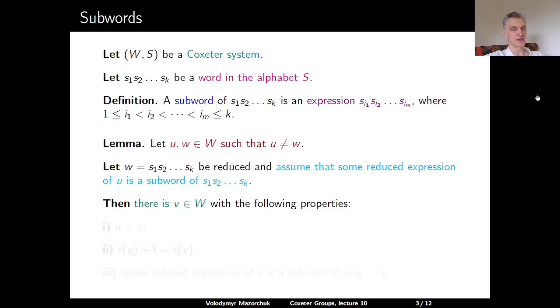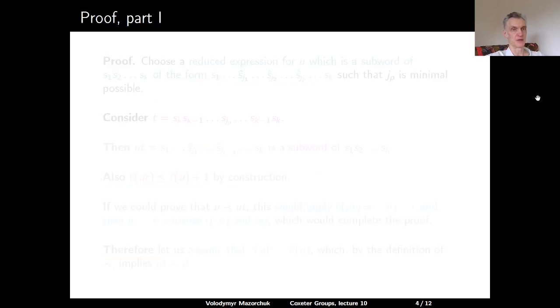Then there exists an element v in W with the following properties. First, v is Bruhat greater than u. Second, the length of v is the length of u plus 1. And third, some reduced expression of v is a subword of the reduced expression of w, which we have chosen.